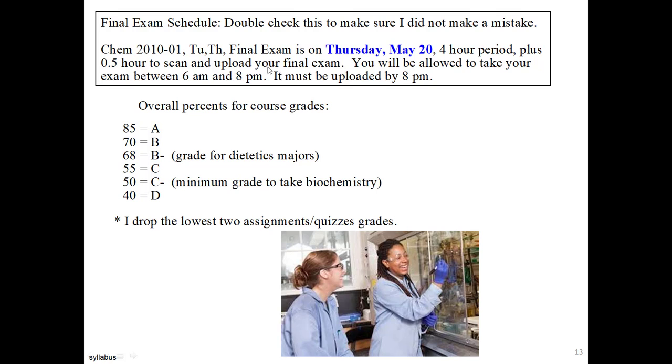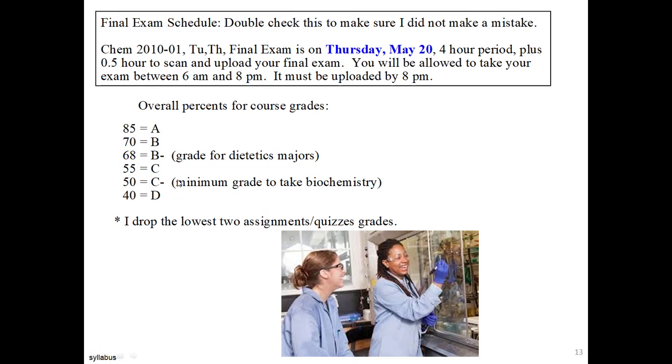All right. The way I grade is 85 is an A, 70 a B. I made a special grade for B- for foods and nutrition, dietetics majors. 55 is a C. I made a special grade for C- because that's what you need for biochemistry. That's 50. 40 is a D. That can get you through the course if you don't have anything following this. And anything below that would be an F.